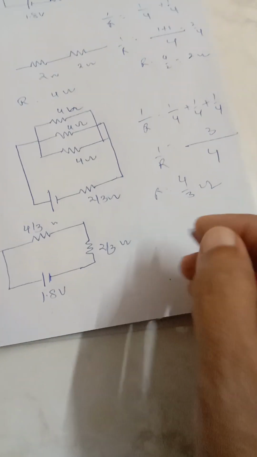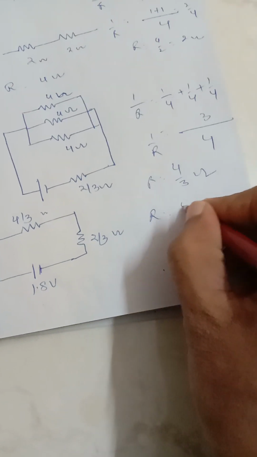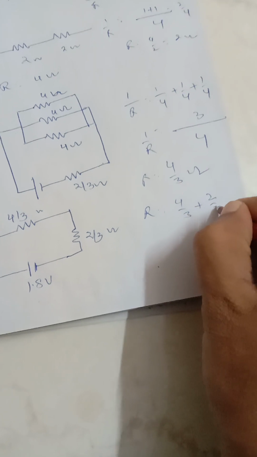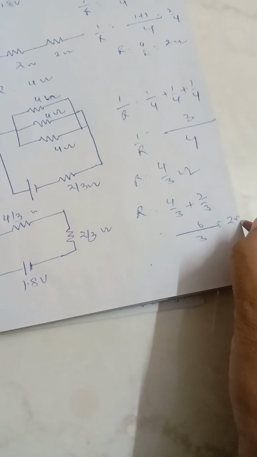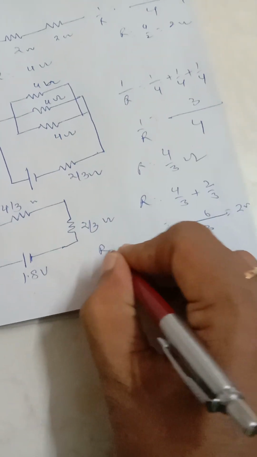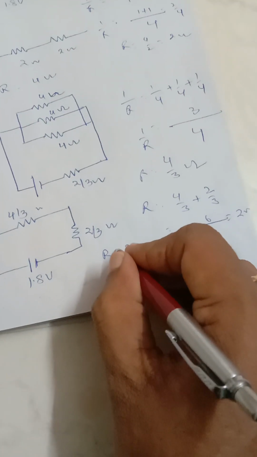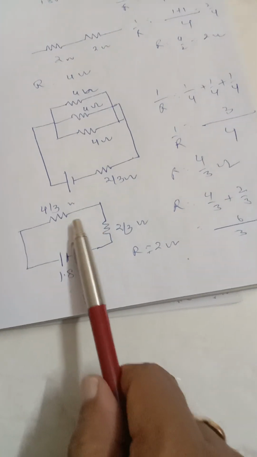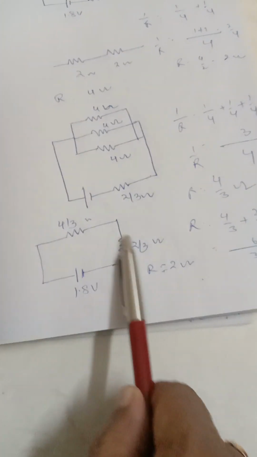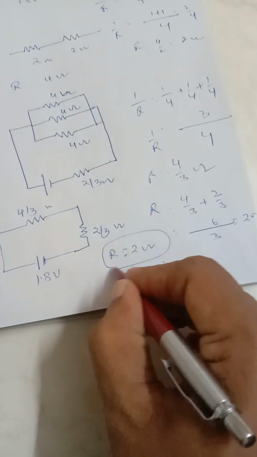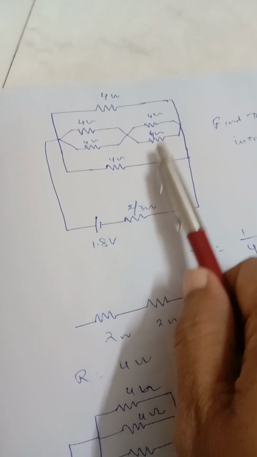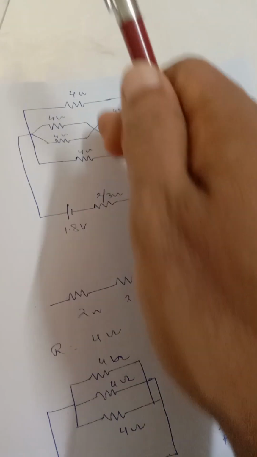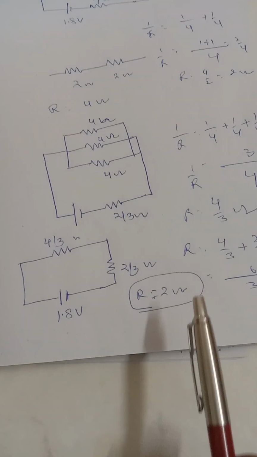So in series combination, resistance will add up. That means 4 by 3 plus 2 by 3, which is 6 by 3. That means 6 by 3 is 2 ohms. So R is equal to 2 ohms. So the final equivalent resistance in this entire circuit is 2 ohms only. By seeing this diagram, it looks very complicated. So what is the final value of the resistance? All these resistors together are only 2 ohms.